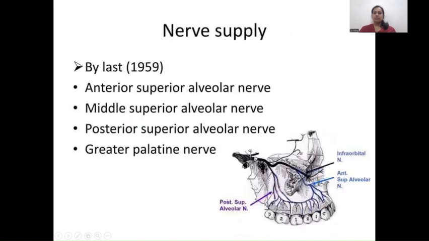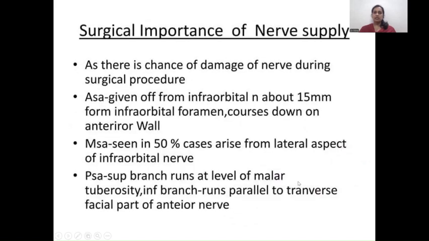The nerve supply of the maxillary sinus is mainly from a branch of the trigeminal nerve, that is the maxillary branch; the other branches of the trigeminal are the ophthalmic and mandibular. Mainly these are the branches which supply the maxilla: the anterior superior alveolar nerve, middle superior alveolar nerve, and the posterior superior alveolar nerve. Another branch is the greater palatine nerve. So these are the basic nerve supply of the maxilla and its maxillary sinus.